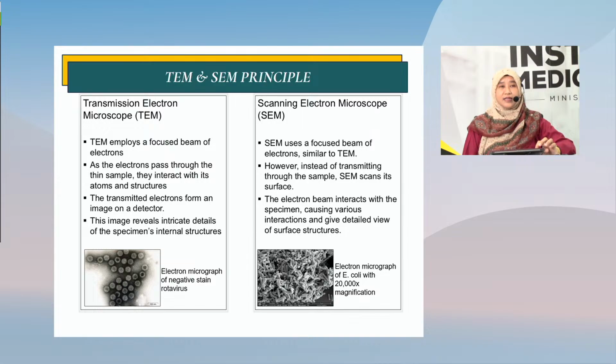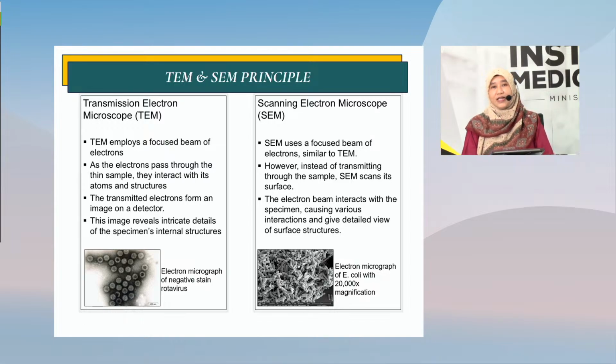Presented in the slide under the TEM column is the image of negative stain rotavirus. As you can see, the background is stained dark, while the virus shows as a clear spot against the dark background. And how about the scanning electron microscope?